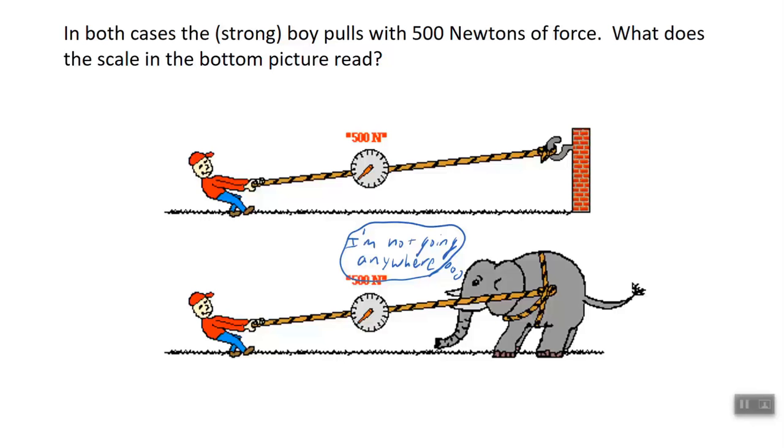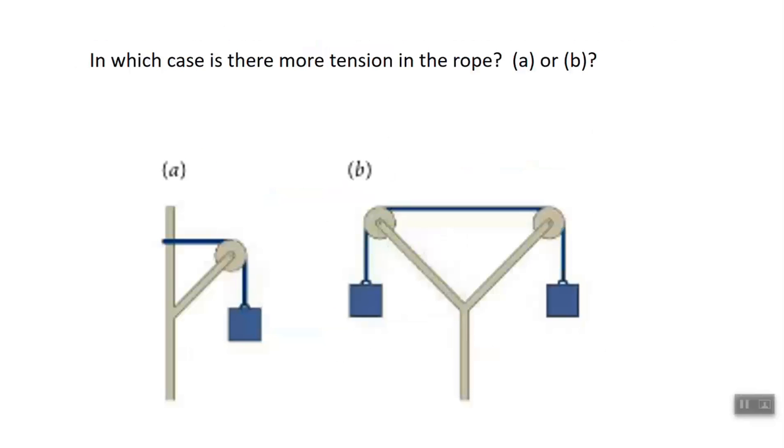The elephant's refusing to move. The wall is refusing to move. So you get 500 newtons in both cases. A similar argument is looked at here. You've got this weight hanging over a pulley and attached to a pole in part A. But in part B, that rope is hanging over a pulley and then draping over another pulley and going to an equal weight hanging on the other side.